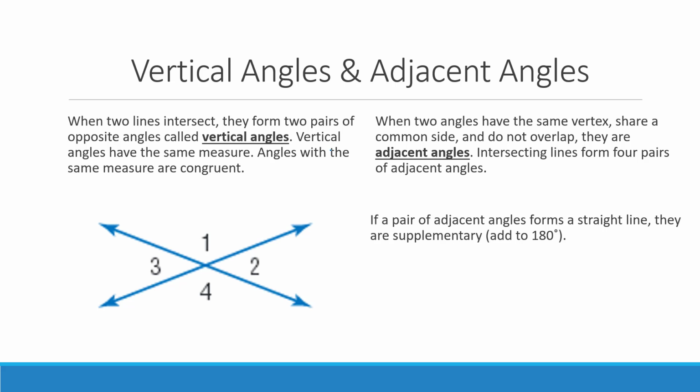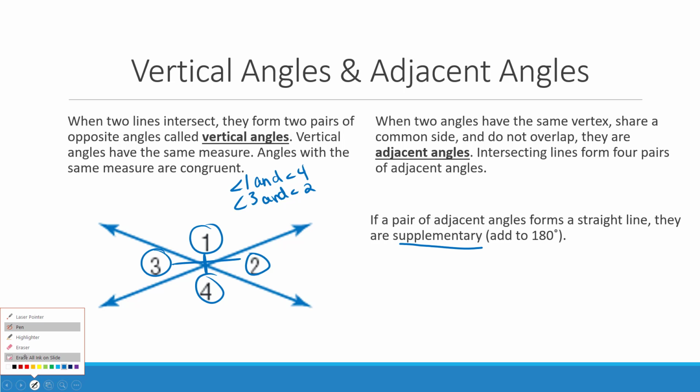Now, vertical and adjacent angles. Vertical angles are actually angles that are opposite from each other. So when two lines intersect, angles that are opposite from one another are always equal to each other. So we know that angle 1 and angle 4 are equal to each other, and angle 3 and angle 2 are also equal to each other. Now, when two lines have the same vertex and they share a common side, those are called adjacent angles. It says if a pair of adjacent angles forms a straight line, keep in mind they are supplementary.